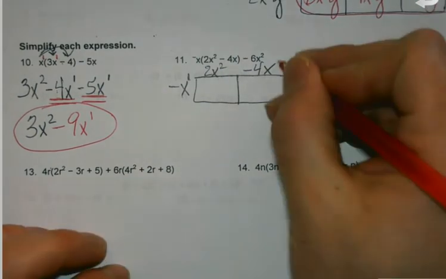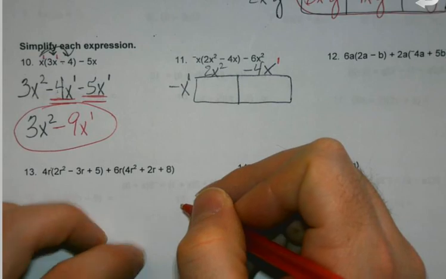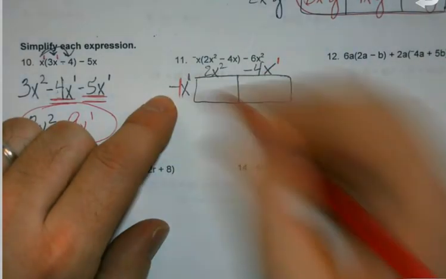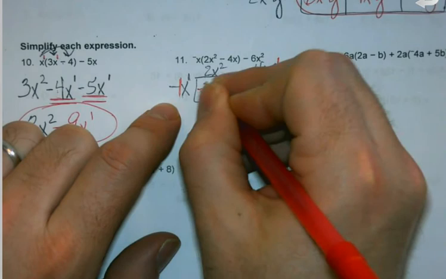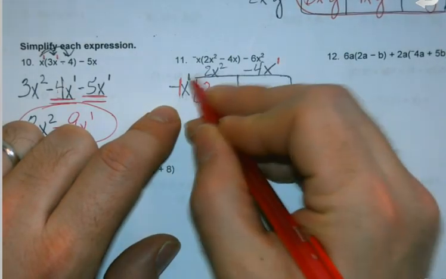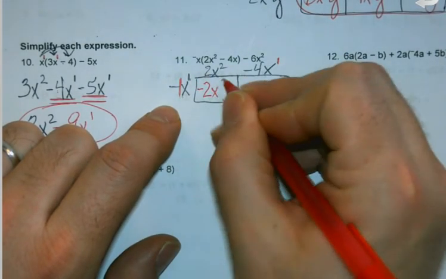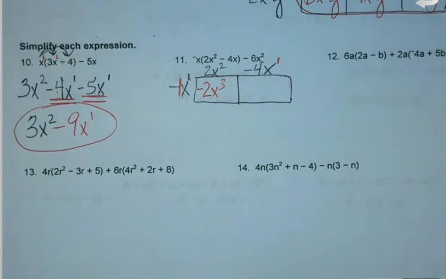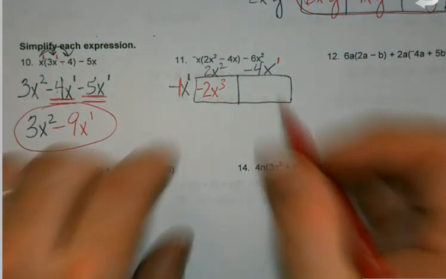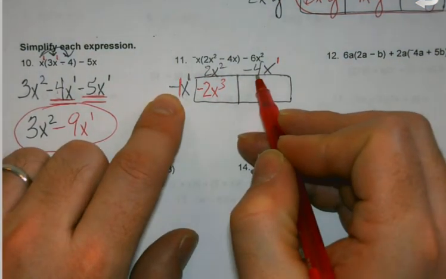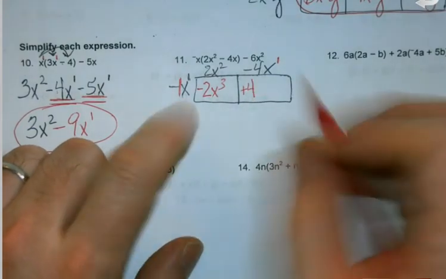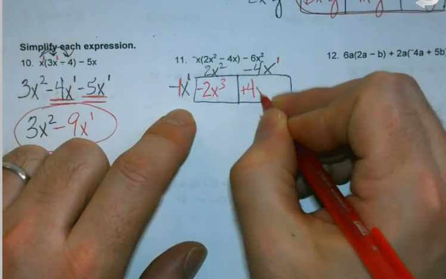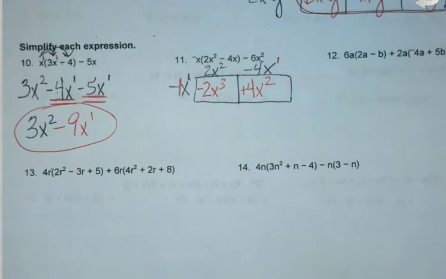So just like before, this is like a negative 1. So negative 1 times 2 would be negative 2. And add my exponents. 1 and 2 is 3. Multiply my coefficients. Negative times negative is a positive 4. 1 plus 1 would be x squared.